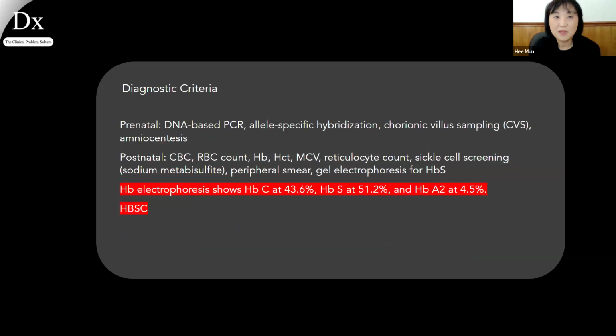So what will be the diagnosis? We talked about the sickle cell screen: sodium metabisulfite reduces oxygen tension, inducing sickling, but we usually use gel electrophoresis. So the patient's hemoglobin electrophoresis shows hemoglobin C at 43.6 and hemoglobin S at 51.2. Yeah, so it was diagnosed as hemoglobin SC disease.